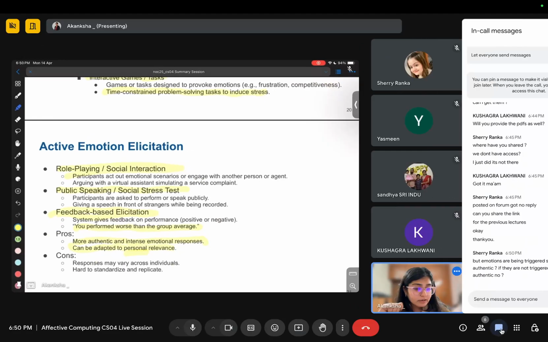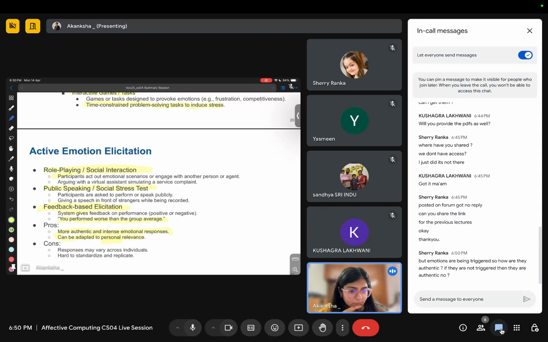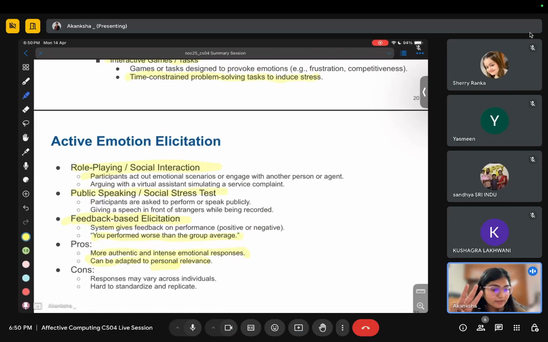Okay, but emotions are being triggered, so how are they authentic? And if they are not triggered, then they're authentic. So Sherry, there are actually three methods to capture. We will actually talk about that, okay?